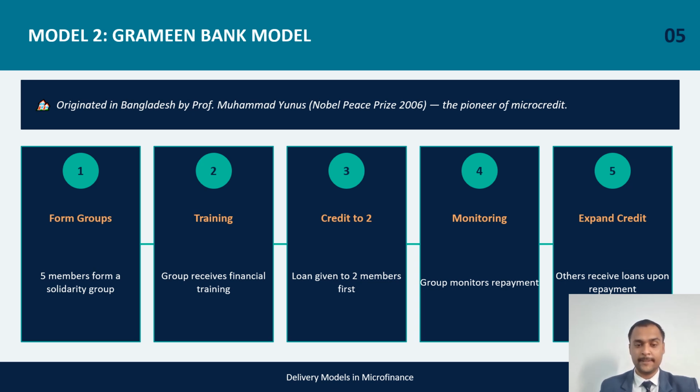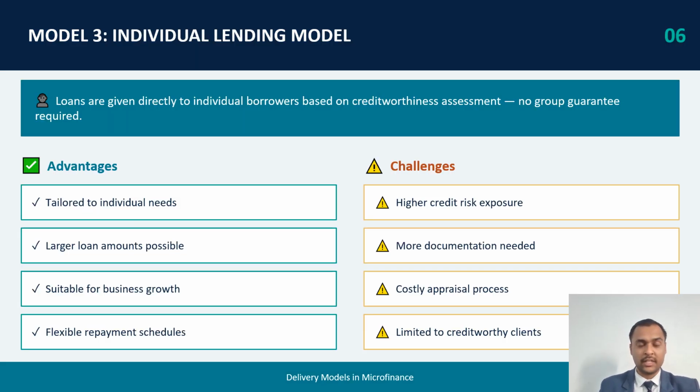And the third one is the individual lending model. The third model is the individual lending model, and as the name suggests, the MFI gives the loan directly to the borrower. So there is no group, and since there is no group lending, there is no joint liability. In this model, MFIs assess the borrower's creditworthiness individually, on the basis of income, repayment capacity and business potential.